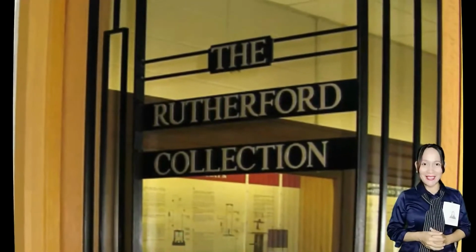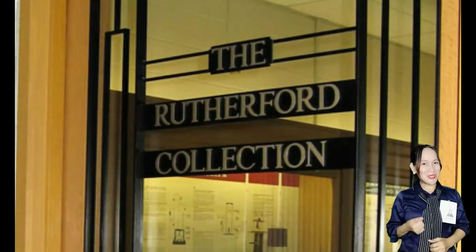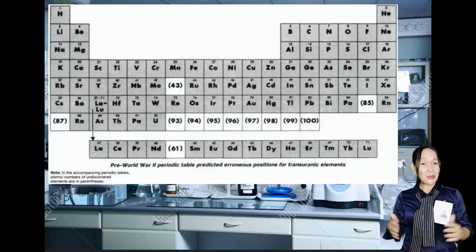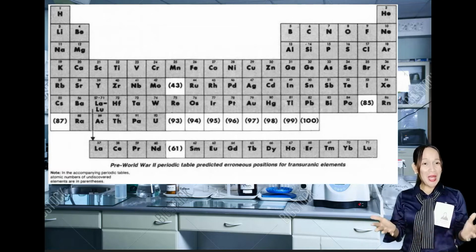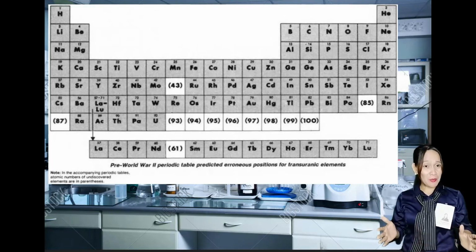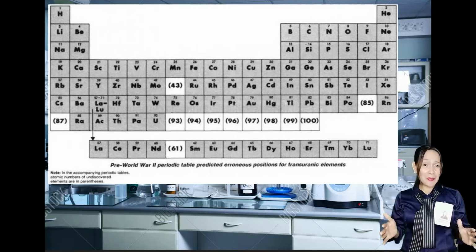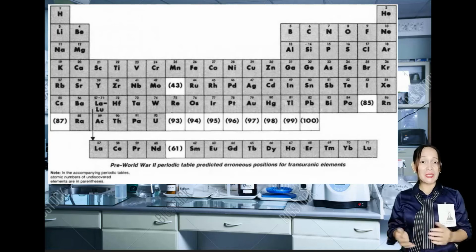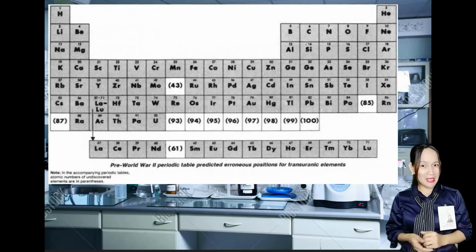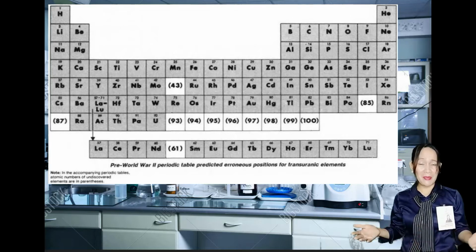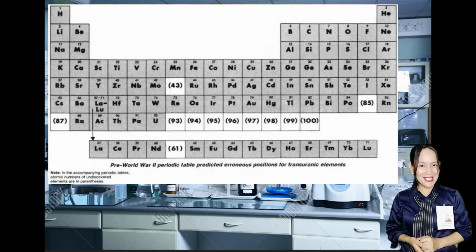To give you some more ideas regarding the elements, let's go to the laboratory. Well, this is the periodic table of elements way back in 1913. Do you have any idea what the gaps in the periodic table correspond to? Alright, the gaps in the periodic table correspond to the atomic numbers of elements. How about how the scientists fill the gaps in the periodic table? Any one of you here has an idea?